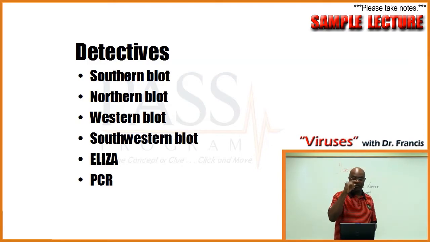PCR is also used, as we had discussed in the past, to screen a newborn baby up until 18 months of age, because the ELISA test is not very sensitive in the first 18 months. Mom's IgG, if you remember, interferes with that. So PCR is used to screen.